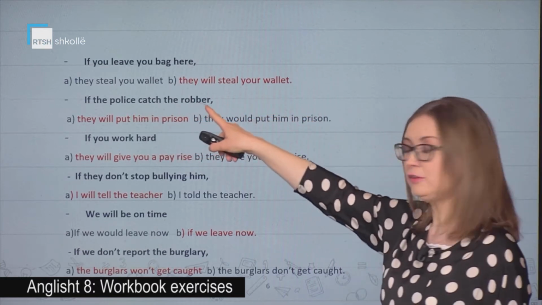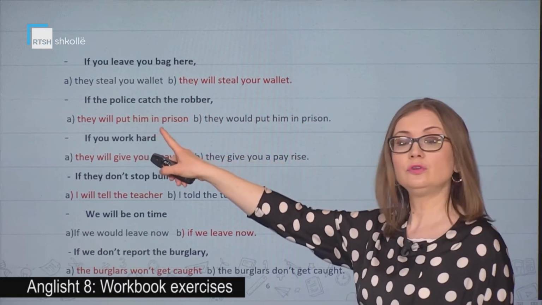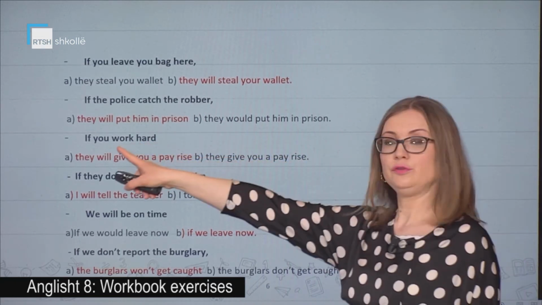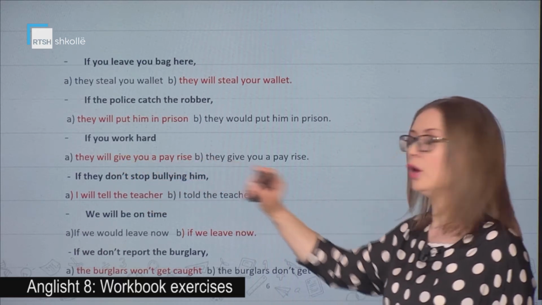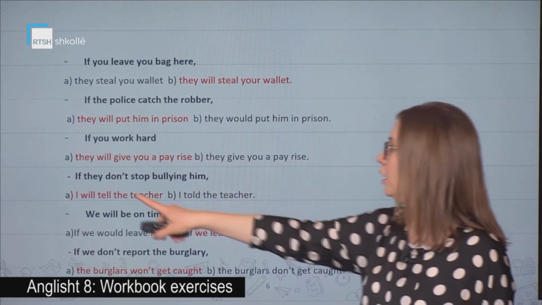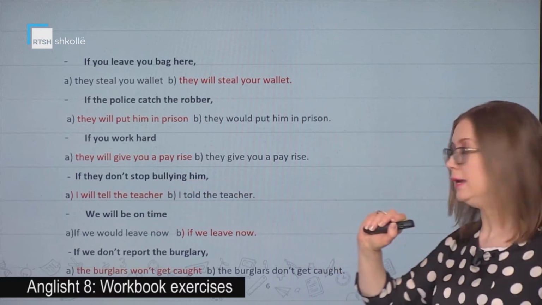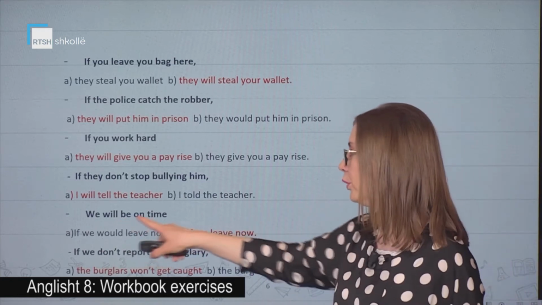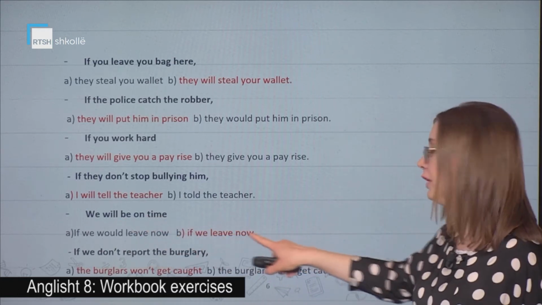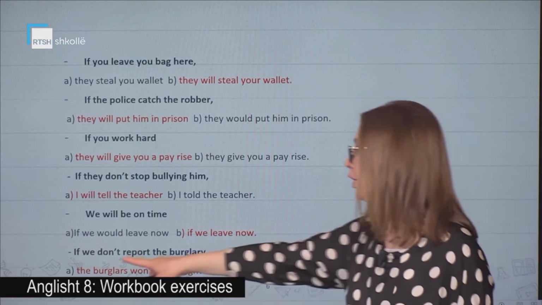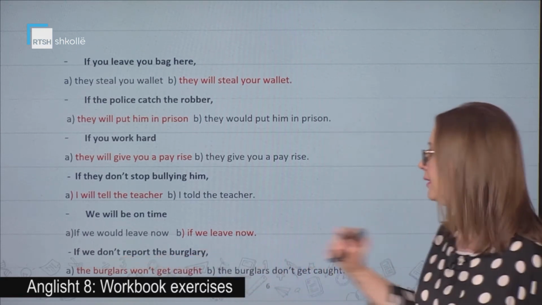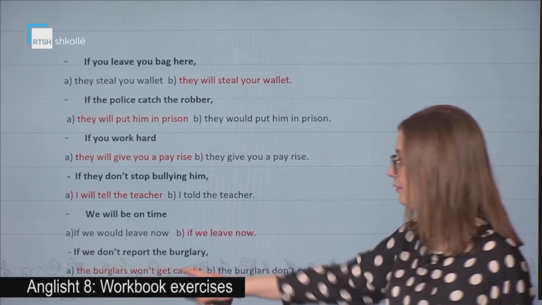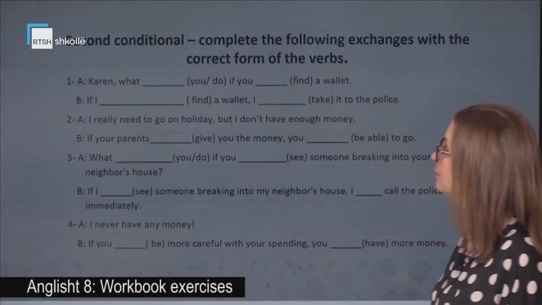If the police catch the robber, they will put him in prison. That is the right version of the sentence. If you work hard, they will give you a pay rise. If they don't stop bullying him, I will tell the teacher. We will be on time if we leave now. If we don't report the burglary, the burglars won't get caught. So that is the right version of the sentence.